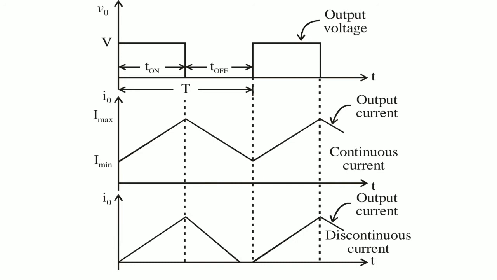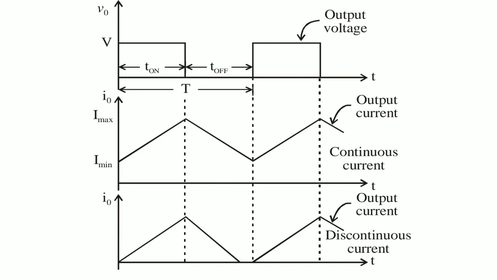So the output current which is flowing through the output load, which is shown in this waveform, is continuous current. As one can see, it is varying between I minimum and I maximum, that is, minimum current to maximum current. The behavior of this current can be seen clearly: as soon as T on is provided, that is, the chopper is on, the SCR is triggered, and we are getting voltage across the output.